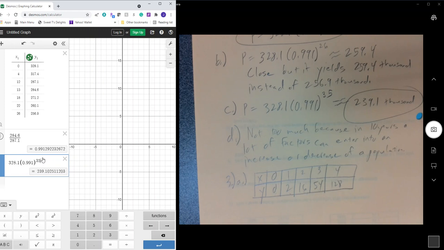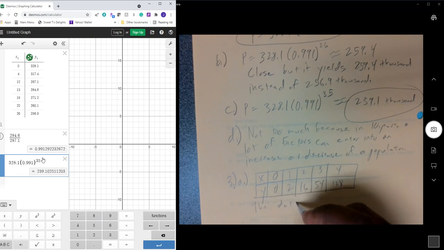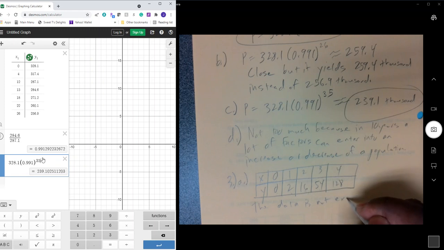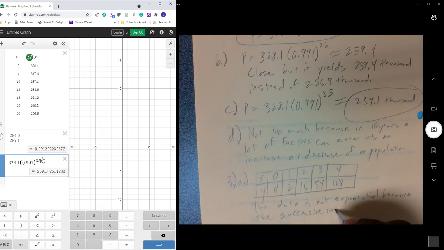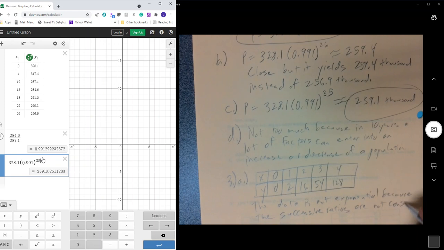So this is not constant. So the data is not exponential because the successive ratios are not constant. Now, we talked about multiplication or division, and when they're talking about ratios, they're talking about the division of it, or we could look at that also as the multiplication.